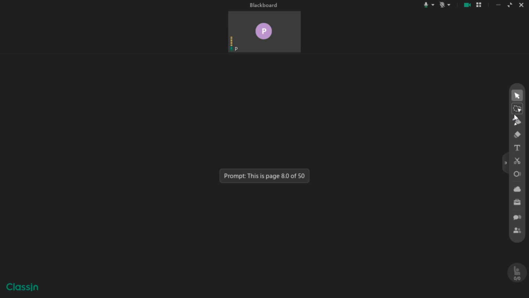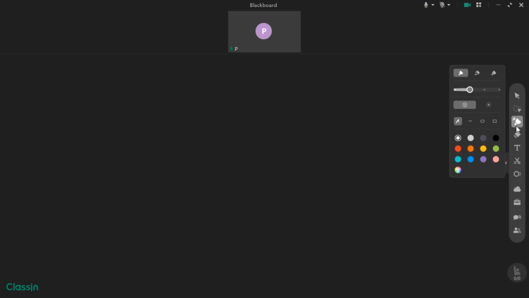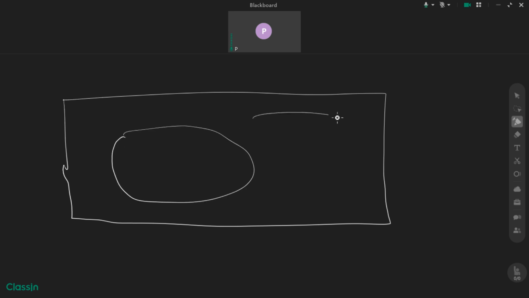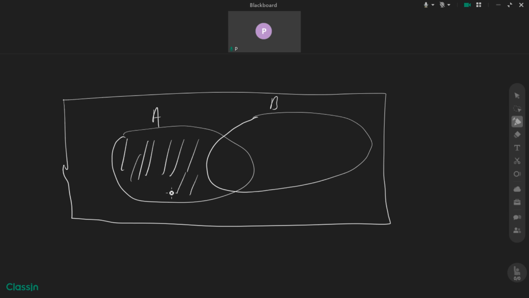Now, let us see the representation in Venn diagram. Let us say it is a universal set. I have two subsets, set A and set B. So this will be complete A minus B, because this region is common with B, so I have to subtract it. So it will be A minus B.